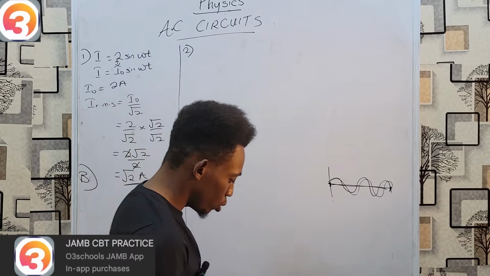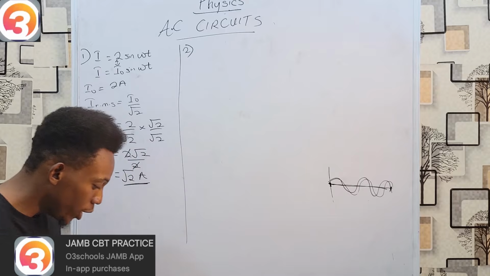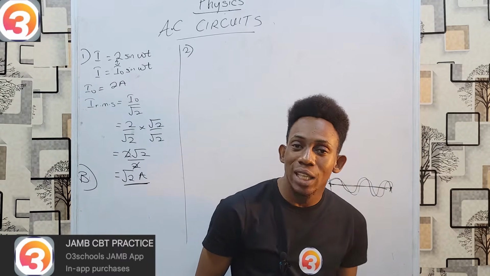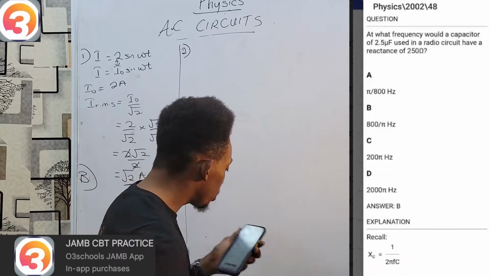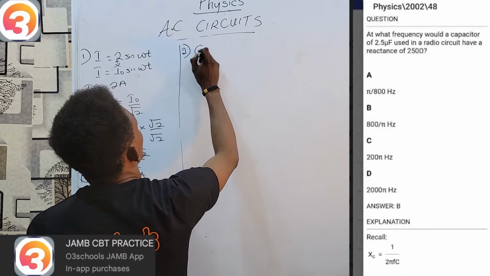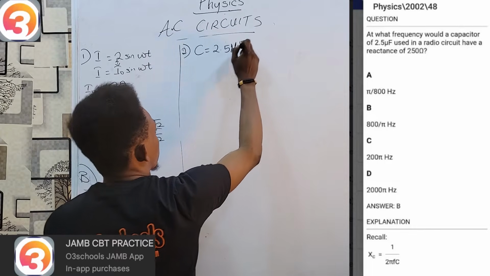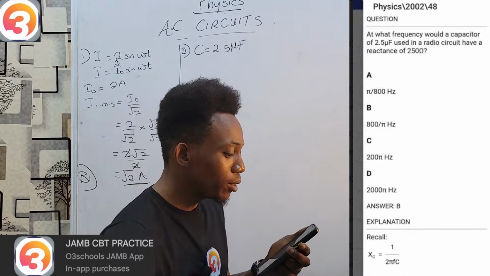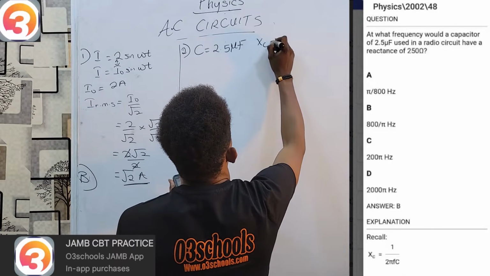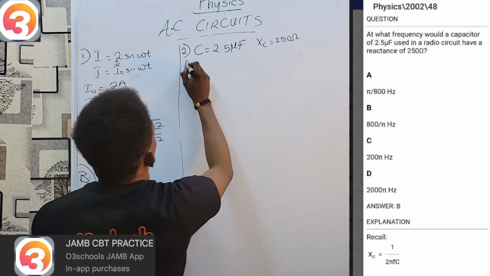Okay, question 2. For our second question, we are going up to the year 2002 and we are looking at question number 48. At what frequency will the capacitor of 2.5 microfarad, used in a radio circuit, have a reactance of 250 ohms?